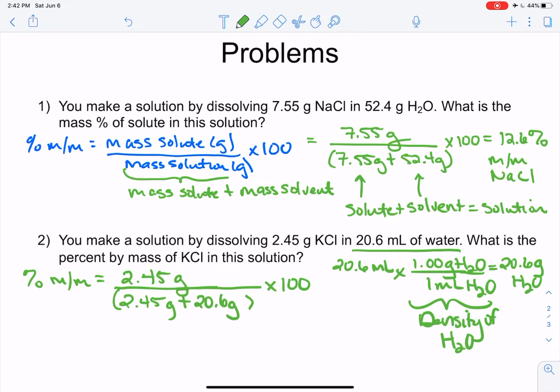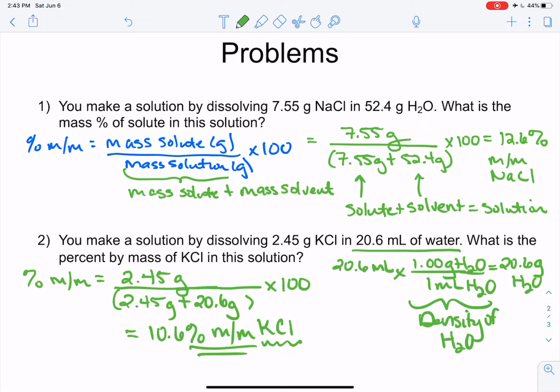And what we will get here is 10.6% M over M KCl. And remember, you need to put what kind of concentration that you're using. Are you doing molarity? Are you doing percent M over V? Are you doing percent M over M? Are you doing percent V over V, which we will do in a little bit? And you need to put what the solute is, so the person that is looking at the bottle knows what it is.